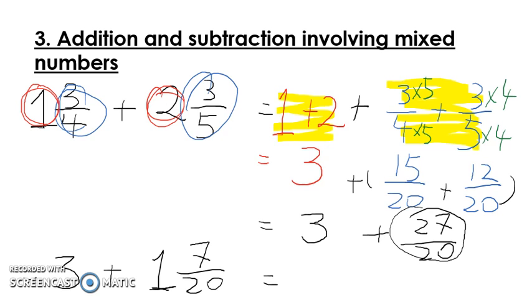So as you can see, 3 and 1 are the two whole numbers in here. Eventually, we add them together. We get 4 and 7/20 as the answer.